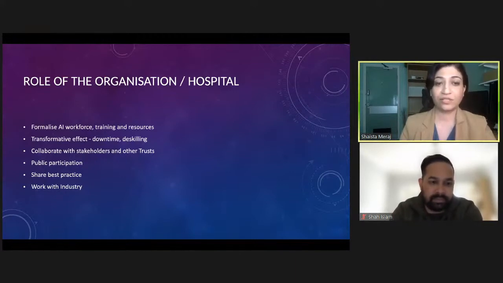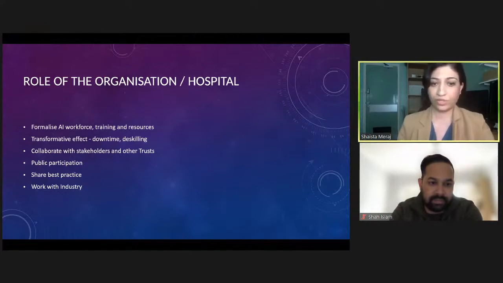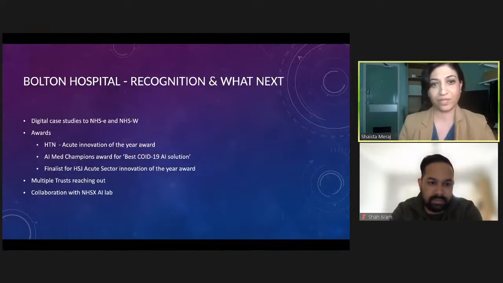They need to consider transformative effects of AI technology in terms of possible de-skilling of the staff and how to manage downtime. They need to engage patients and educate them on AI and what benefits it can have. And organizations need to work with all stakeholders and the industry and share best practice.